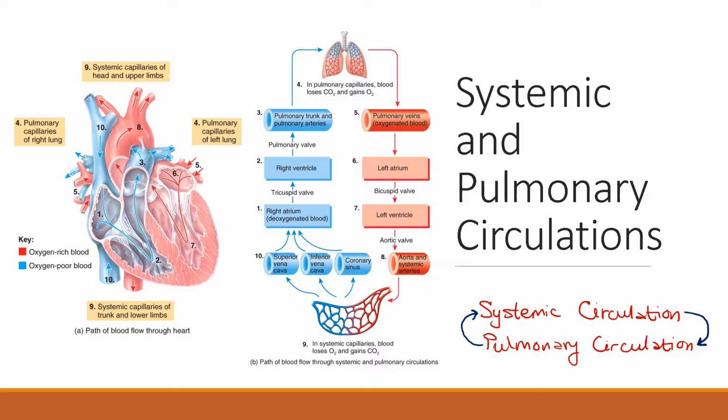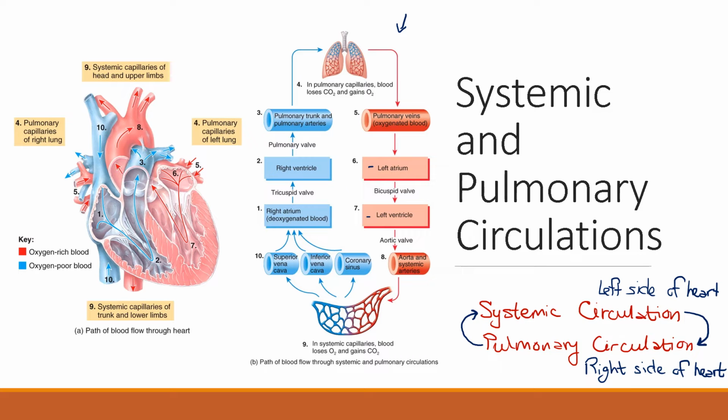Now the left side of the heart is the pump for the systemic circulation, and the right side of the heart is the pump for the pulmonary circulation. On the left picture here, we can see a full diagram of the heart and where blood pumps. And this right picture shows those two circuits and how they connect to one another. On the right side of this picture, we have the left side of the heart. Like I said, this left side of the heart is the pump for the systemic circulation.